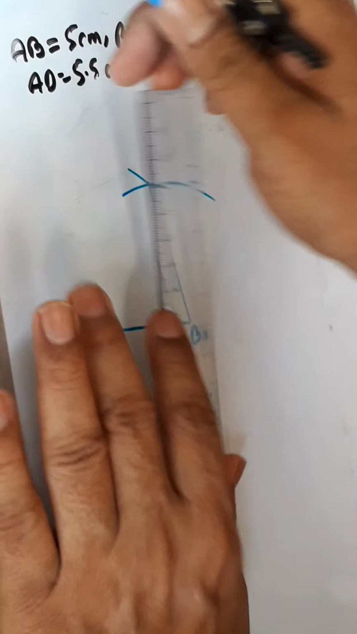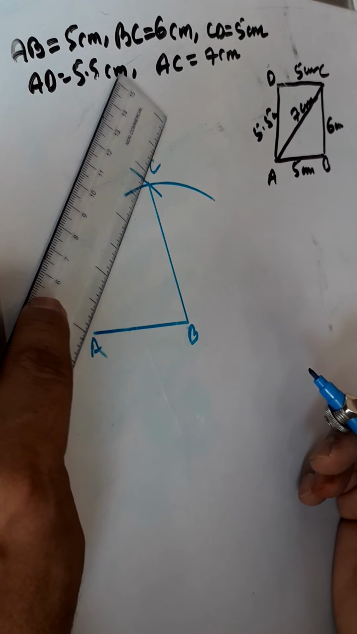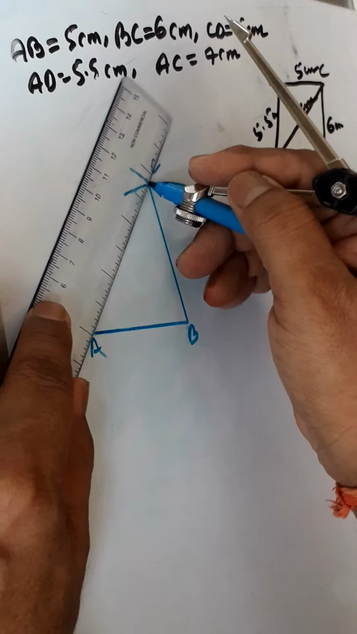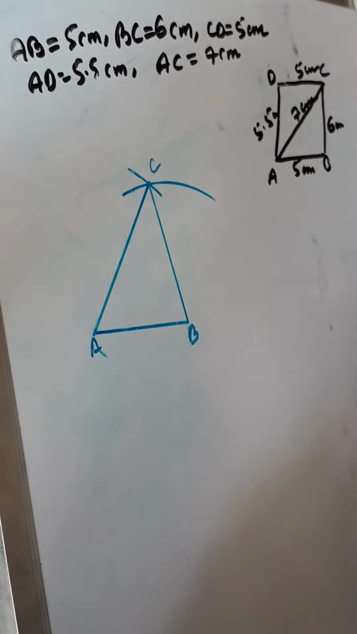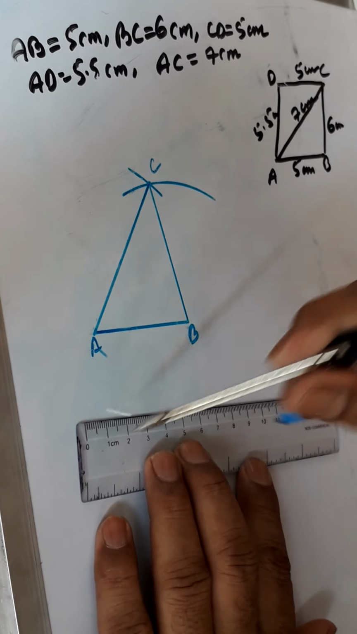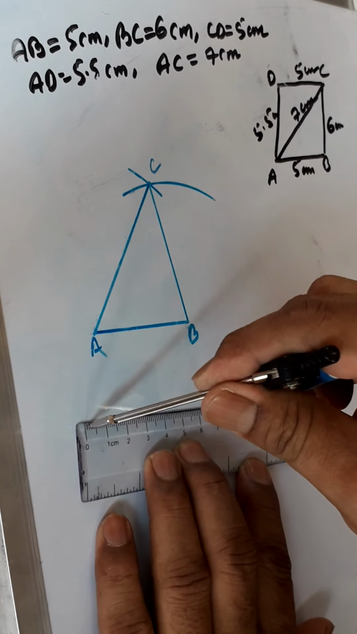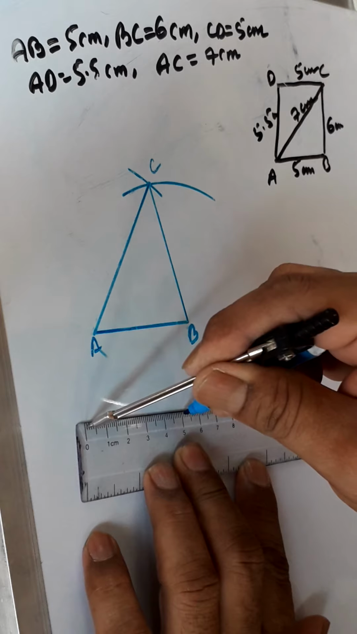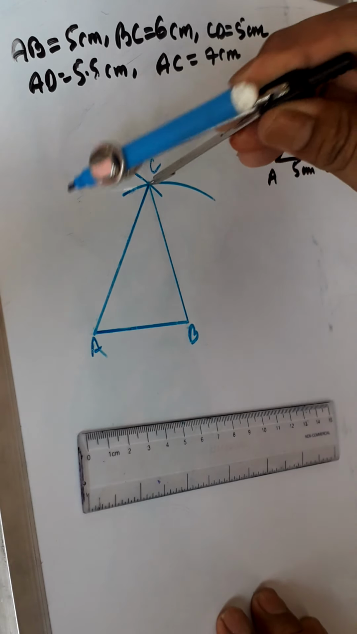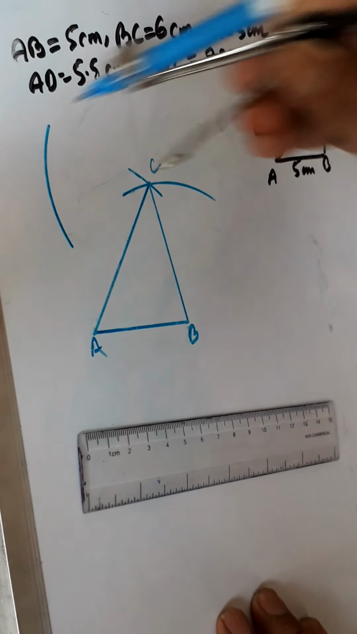BC. Now we will join AC. Here DC we have of 5 centimeter, so we will take measurement of 5 centimeter from here. This 5 centimeter, we will draw an arc of radius 5 centimeter here.